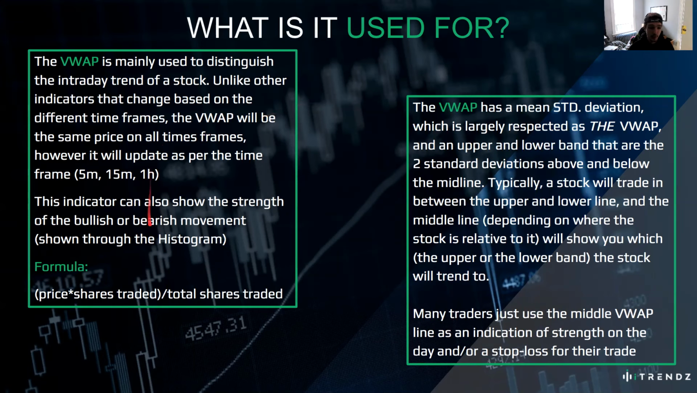The formula for it is price times shares divided by total shares traded. Obviously, it's going to show you it on your chart, so you don't need to know this formula, but it's important to know and understand how and why the VWAP is calculated.